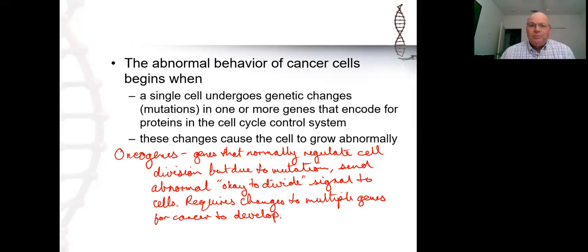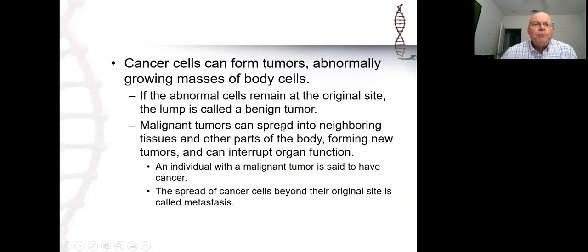So just to add that in, it requires multiple changes to multiple genes in order for a cancer to develop. So as I mentioned just a minute ago, there are two different types of tumors. There's what is referred to as the benign tumor. This is a tumor that's growing at the point of origin, and it's referred to as benign because these are typically not deadly.